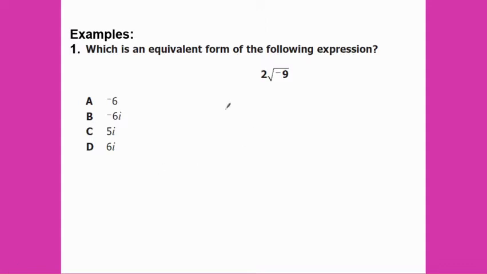So let's do some examples. Which one is an equivalent form of the following expression? So first, we're going to ignore the 2 and we're going to simplify the square root of -9. We know the square root of +9 is 3, and then the square root of -1 is i. Multiply that result with the 2 that's out front, and we get 6i, which is option D.